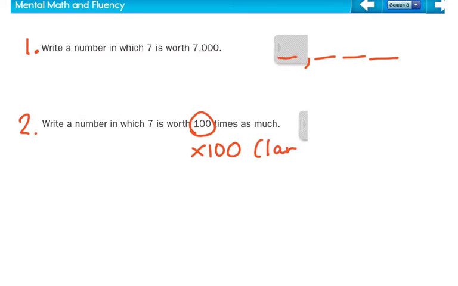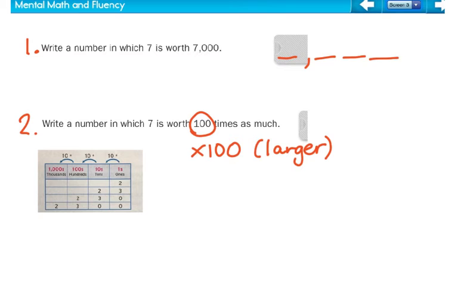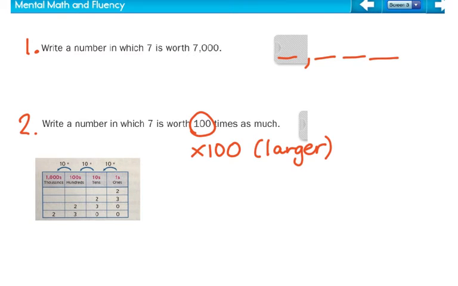All right, go ahead and wipe off your whiteboards. I'm going to do one more problem like that. You're going to write a number in which the 7 is worth 7,000, and then write a number in which the 7 is worth 100 times as much. 100 times. So think about that number is going to get 100 times larger. So I just stuck a little chart in there. So remember, if we're talking a 7, imagine this is a 7, okay? And we want it 100 times. Where is that 7 going to have to be? Okay, so just think about that.